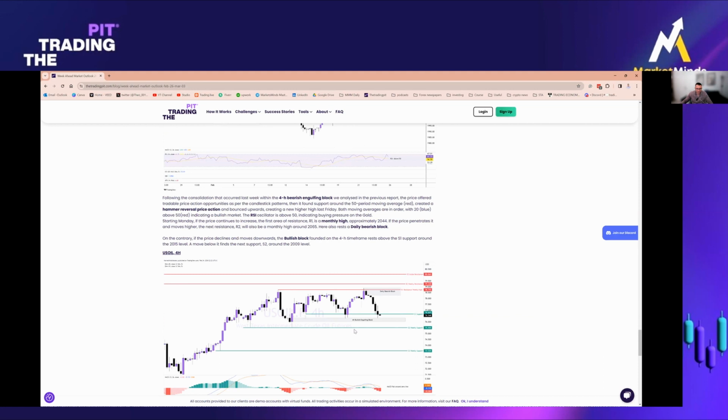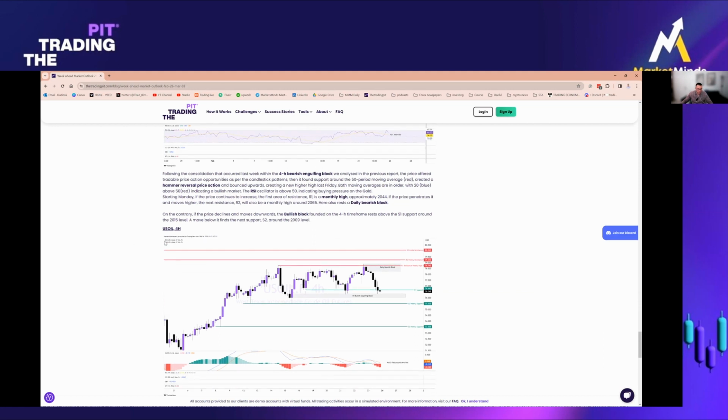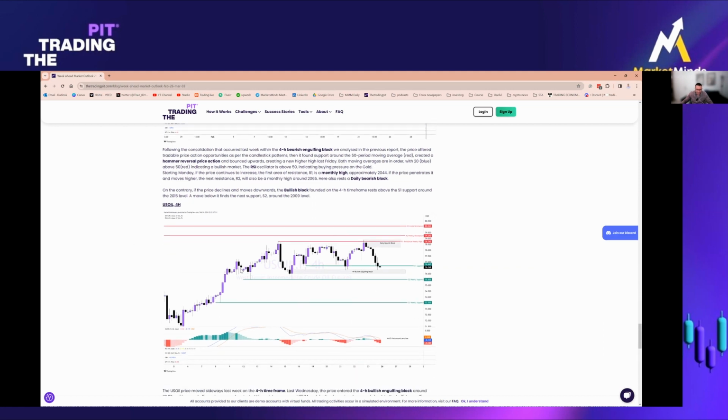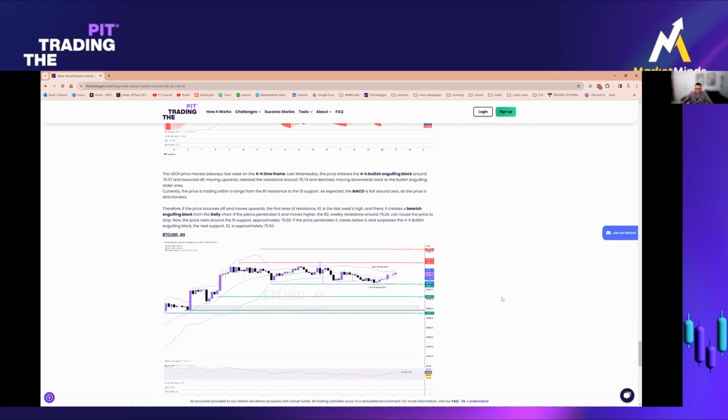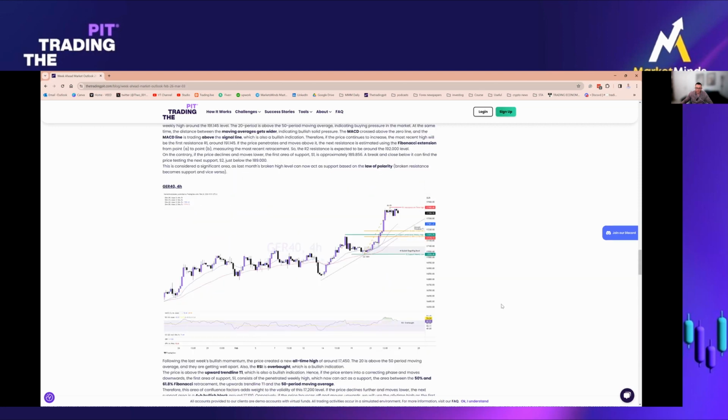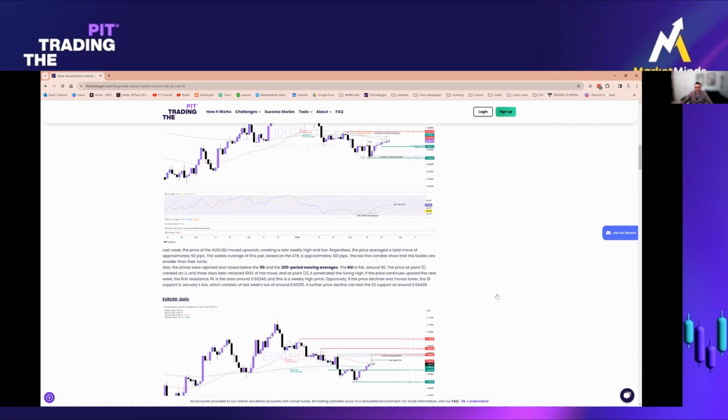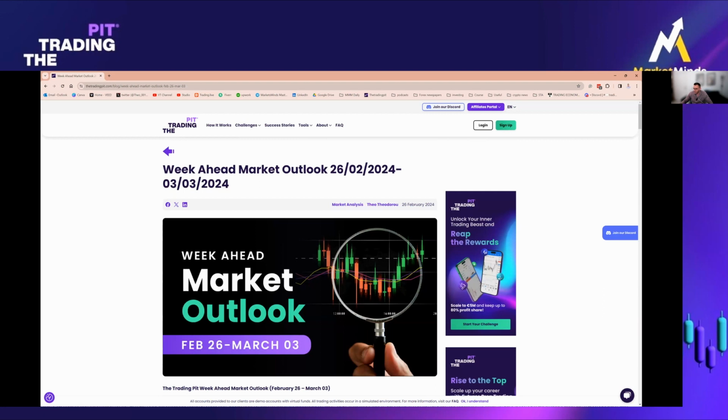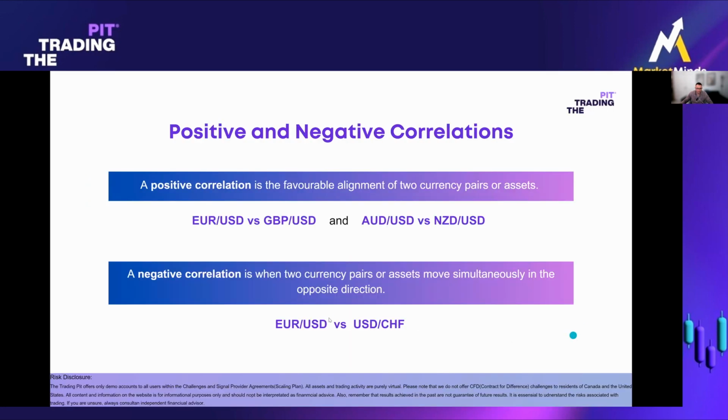On the WTI, US oil, we had a nice 4-hour order block here, as you can see, and we got the bounce this week. It was one of the good trades we took actually, and pretty much everything. You can find the analysis here. So let's go back to the webinar, and yep, we are here now.